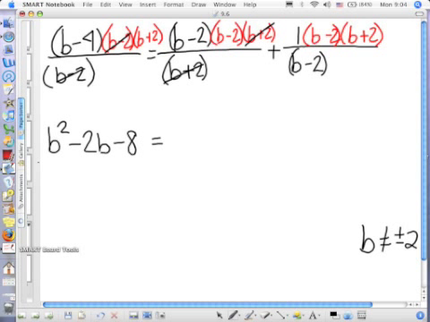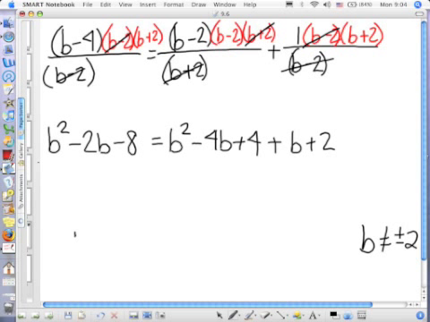Okay, here, whenever I do FOIL, I have b squared minus 4b plus 4. And here, b minus 2 cancels, so I have 1 times b plus 2. Okay? I'm going to stop here and let you catch up.